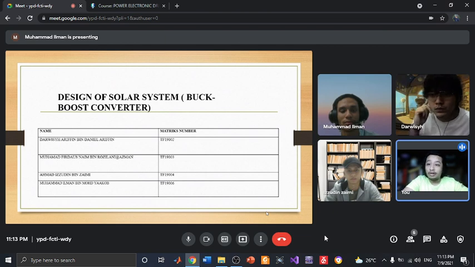Bakri. Today we are going to present about the design of solar system of buck boost converter. We are from group 3. So for the introduction, I will let my group mate Ahmad Izzuddin to present about it.